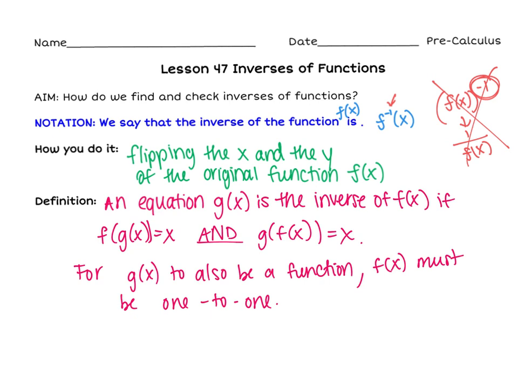So for an equation g of x to be the inverse of f of x, that only occurs if both f of g of x equals x as well as g of f of x equals x. And for g of x to be a function, f of x must be 1 to 1, which just means that each x has only one y, and the f of x function passes both the vertical and the horizontal line test. Now let's go practice inverses.